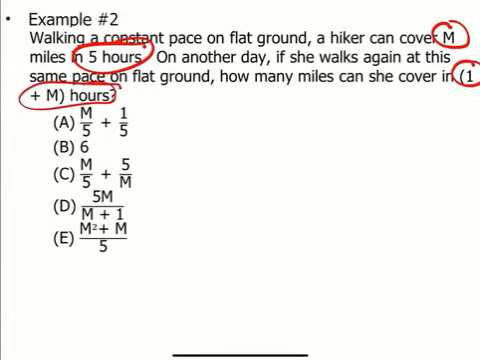Now we want to work with smart numbers here, and smart means easy to work with. As I read this problem, I think I'm going to have to figure out this problem using m miles in 5 hours, miles per hour. So I want to use a number that's going to be divisible by 5, otherwise I'm working with fractions. And anytime I work with fractions or decimals, there are more opportunities for me to make small calculation errors and get the wrong answer.